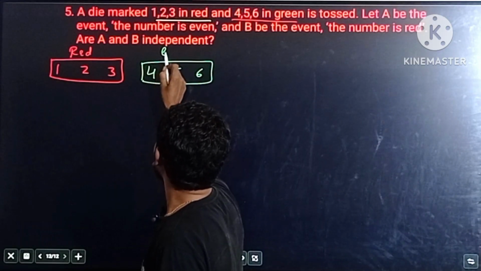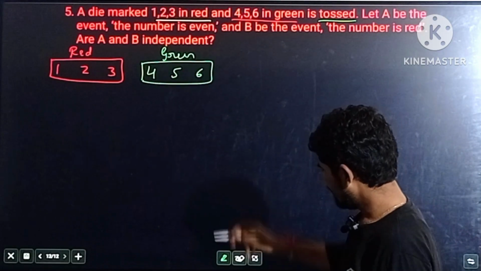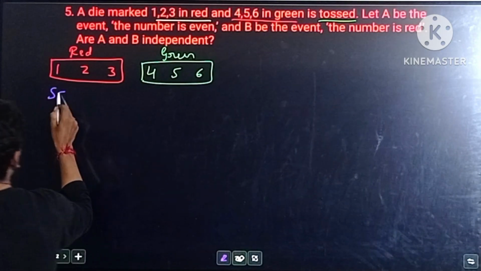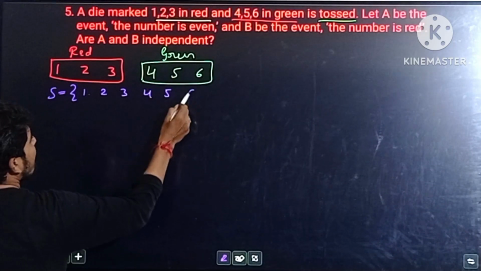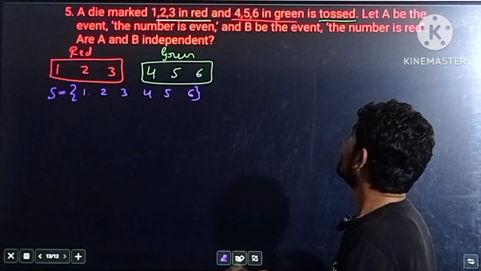These three numbers marked in green color are tossed. So when this die is tossed, the possibilities are the same thing: 1, 2, 3, 4, 5, 6. Either we may get 1, 2, 3, 4, 5 or 6. This is the sample space of the experiment when a die is thrown.